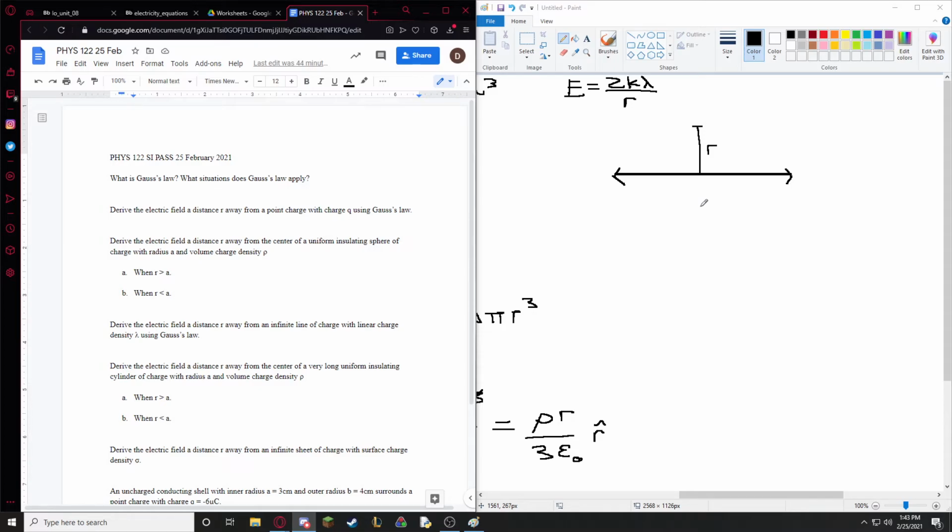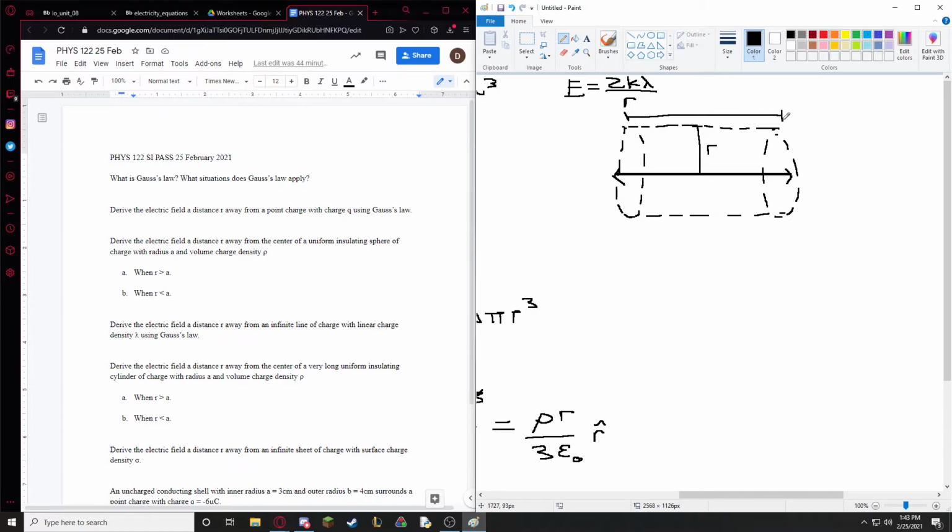Go ahead, Nicholas. Parallel, right? Yep, it's going to be parallel to our line of charge, and our line of charge is going to be through the center of our Gaussian surface, right? So we can go ahead and draw. We have a cylinder. We're going to go ahead and have our two end caps here. So here's our cylinder, and let's say it has a length from one end to the other of L.